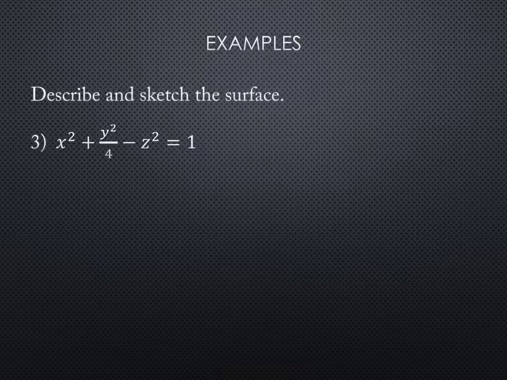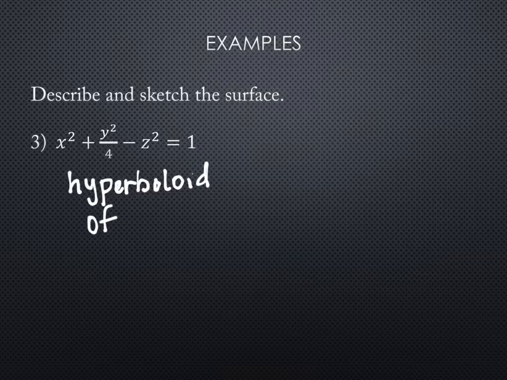Okay, so we're taking a look. Same directions, of course, that we're describing and sketching a surface. And on number 3, we have it actually already in the form that's most helpful for us to see. It's x squared plus y squared over 4 minus z squared over 1. They all are squared, and you'll notice that one of them is negative. And if we compare that to the different options that we have, that makes this a hyperboloid, I'm sorry, of one sheet.